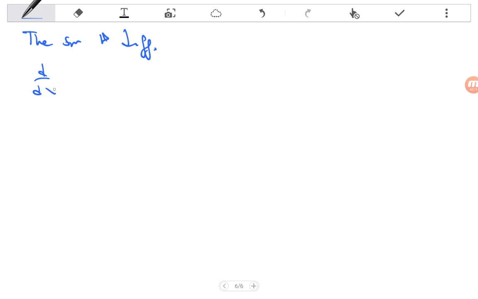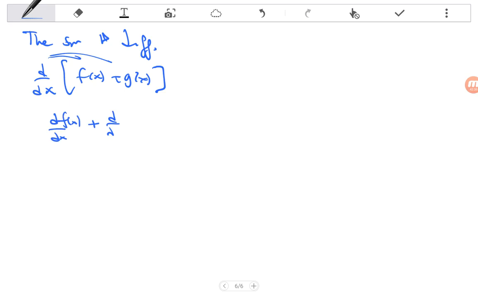If I need to find the derivative d by dx of f of x plus g of x, if I have the sum of two functions, I need to find its derivative. It is just distributed on them. So it will be d by dx of f of x plus d by dx of g of x, or we may say that it is f dash plus g dash, and so for the negative sign.